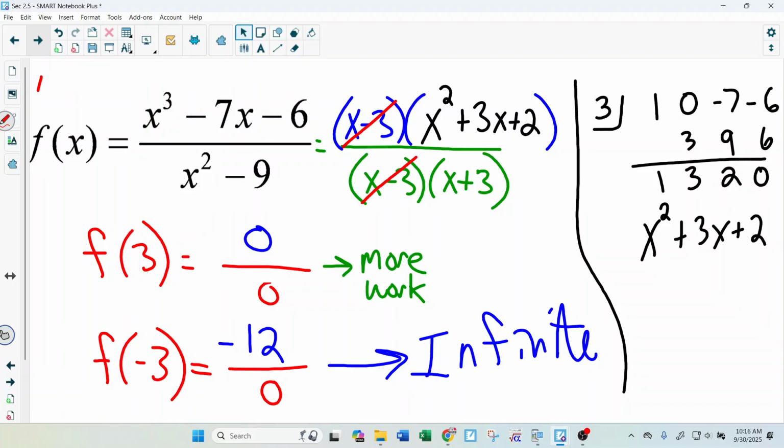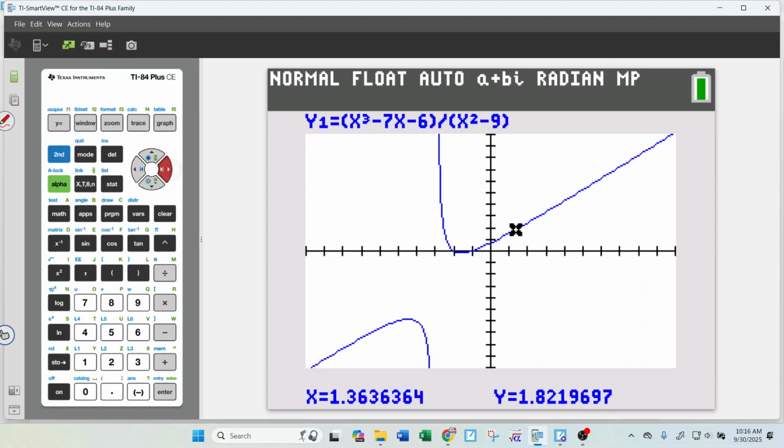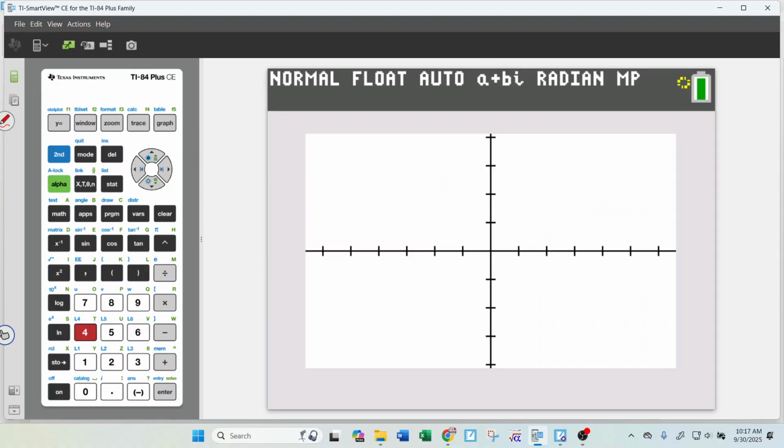0/0 usually means we can cancel something, which means we have a removable discontinuity, which means we can't really see anything. But that's because if we hit trace, we can't actually get to 3, right? If I change it to zoom 4, now what do you notice at 3? There's a hole there because we have the removable discontinuity, right? So we can see the hole, okay?